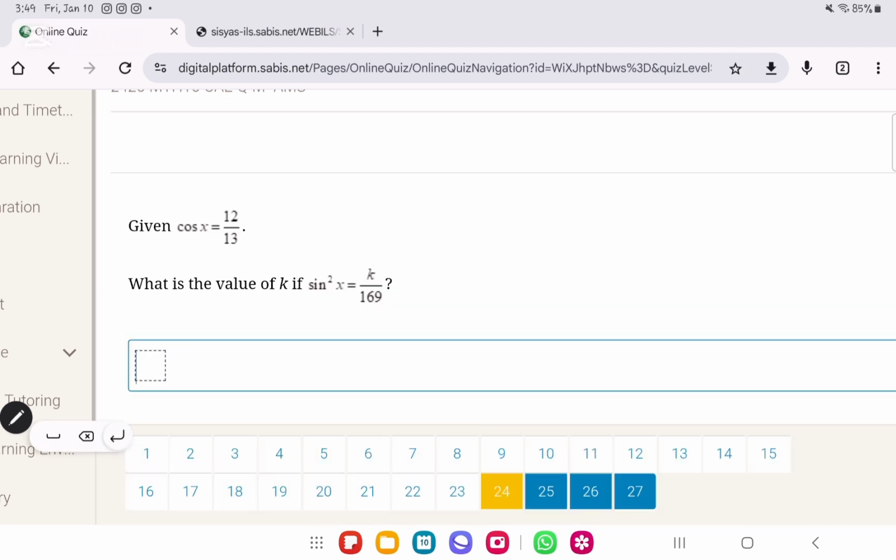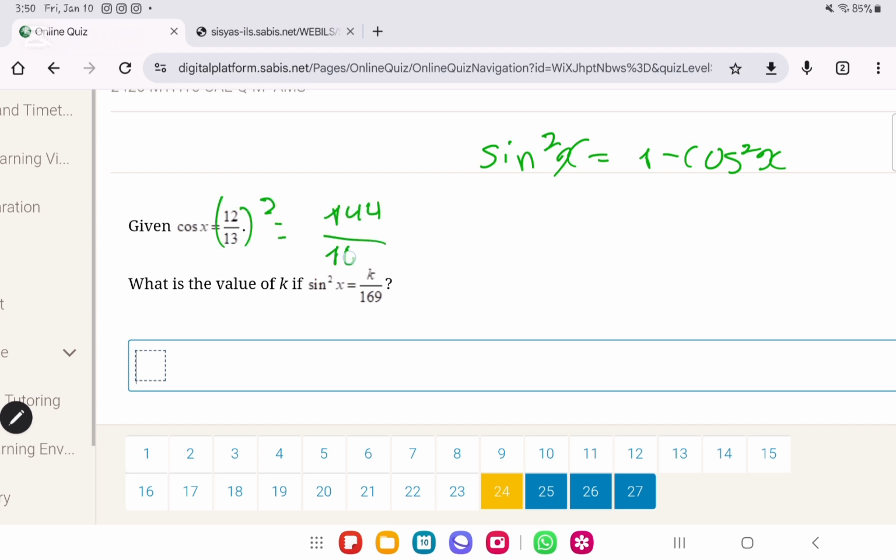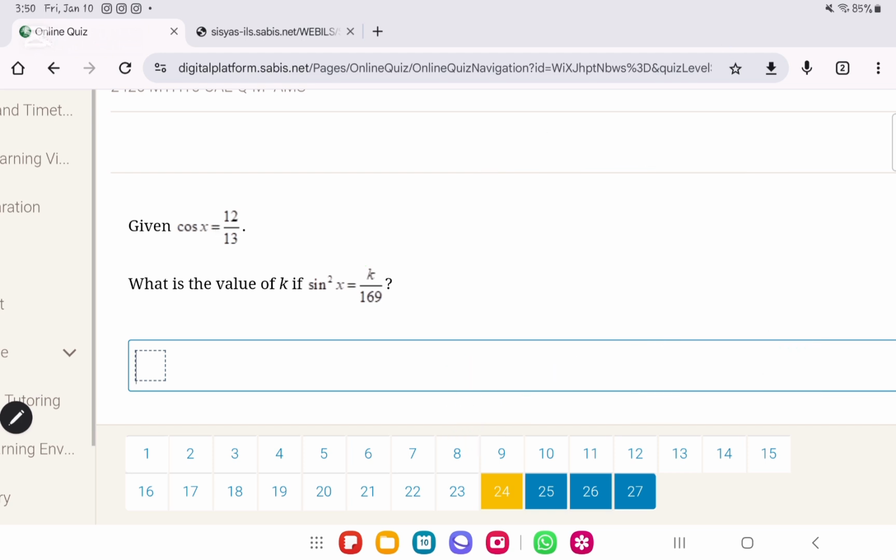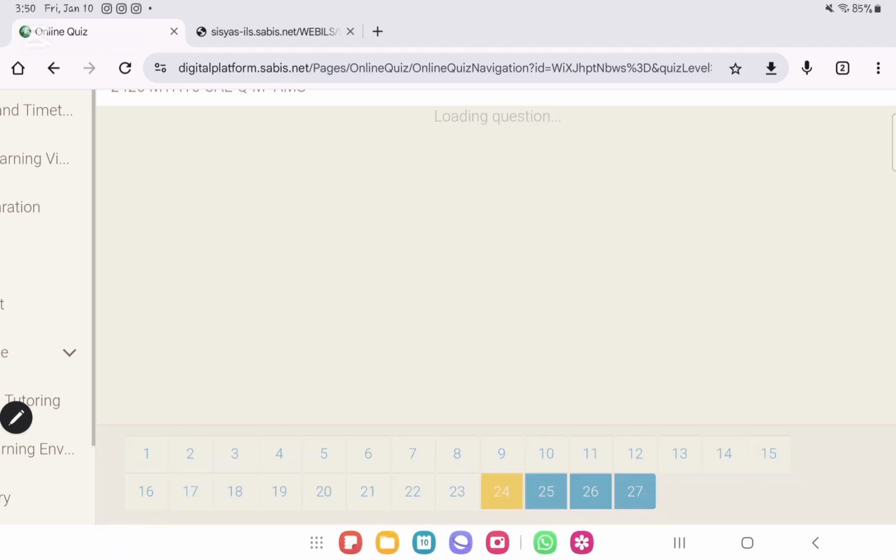So I'm going to repeat what we did. We know that sine squared x is equal to 1 minus cosine squared x. We have cosine x, we just need to square it. It becomes 144 over 169. So sine squared x that we need to find is equal to 1 minus 144 over 169, which is 169 over 169 minus 144 over 169. That's going to give us 25 over 169. So very simply, the value of k is 25.